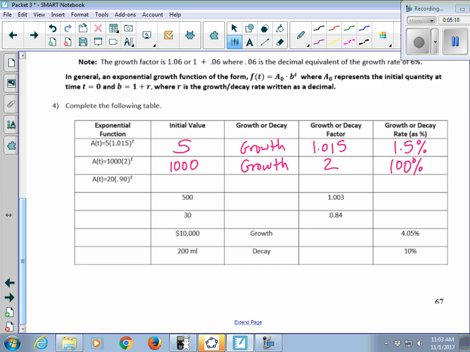A of t is 20 times 0.9 to the t, initial value 20. This is decay because my growth factor is less than 1. Growth factor is 0.9. So that says, if I were to put this in terms of monetary context, $20 is your starting amount. And then at each time period, the amount of money in your account is only 90% of what it was, right? So that means you're losing 10%. Negative 10% is your decay rate.